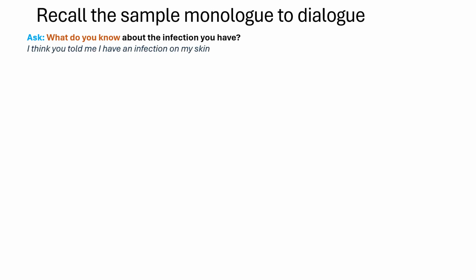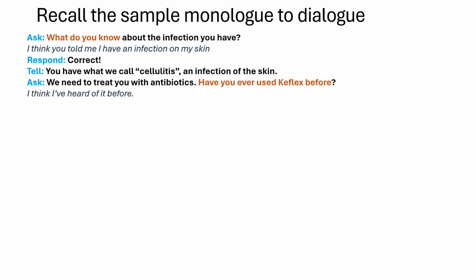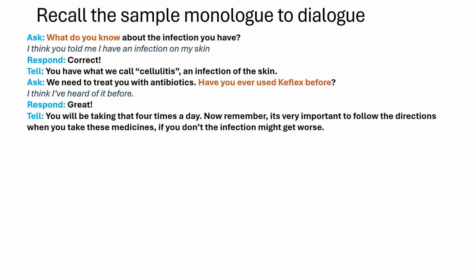Recall the sample monologue to dialogue we used in the previous education block. What do you know about the infection you have? I think you told me I have an infection on my skin. Correct. You have what we call cellulitis. That's an infection of the skin. We need to treat you with antibiotics. Have you ever used Keflex before? I think I've heard of it before. Great. You're going to take that 4 times a day. Now remember, it's very important to follow the directions when you take these medicines. If you don't, the infection might get worse.